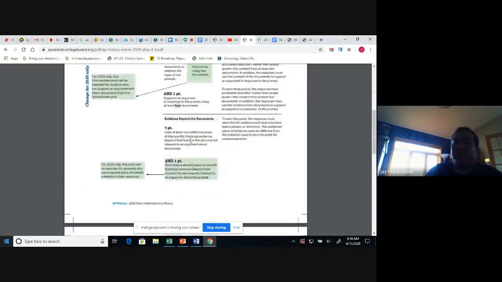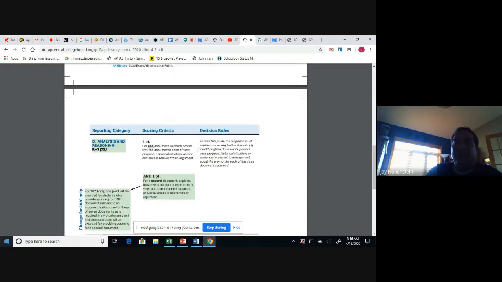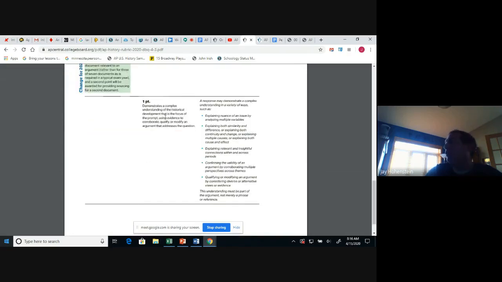This outside piece of information has always been part of our rubric, so it should be an automatic. Using HIPAA or HAPI for your documents should also be, the complexity point should never be part of the expectation. It's one of those points where if you can get it, it's great.